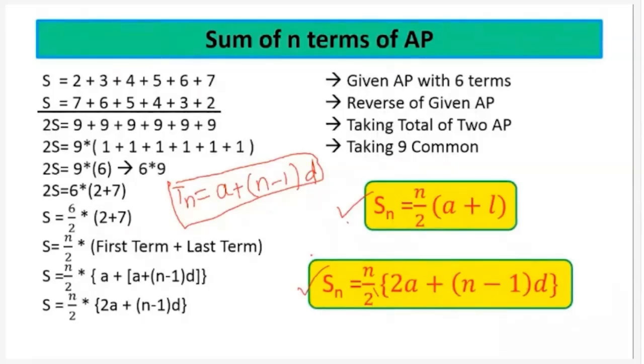लास्ट लेक्चर में भी सौ फॉर्मूला. Tn is equal to a plus n minus 1d. और आज के फॉर्मूले Sn is equal to n upon 2 a plus l. A is the first term, l is the last term. Another way is, अगर last term आपको मालूम नहीं है, if you don't know the last term, then what you should do is n upon 2 2a plus n minus 1d. Okay, let's move ahead. Screenshot हो गया.